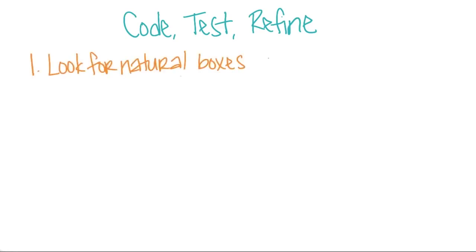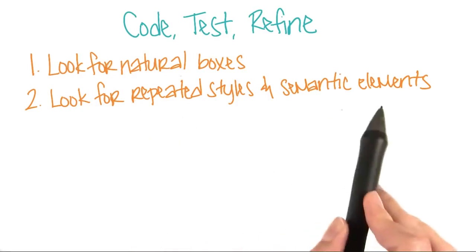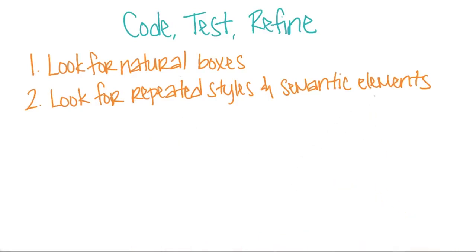So, to summarize, first, make sure to divide and conquer. Look for places that are distinct. Everything on the web is a box. So look for the natural boxes. Then look for repeated styles and semantic elements. H2s should be the second biggest headings on the page, and things like that. Think about how you can relate this to HTML elements.